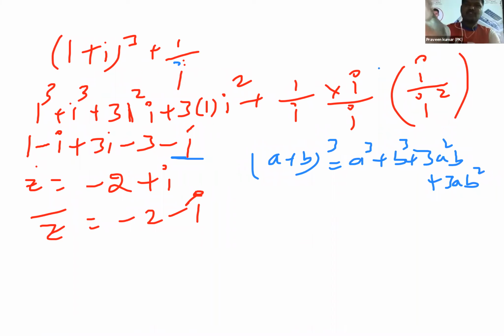This is the second question. In the second question also they are asking for the conjugate. So I converted into the form a plus ib. We got minus 2 plus i. After z bar, what will I get? Minus 2 minus i.